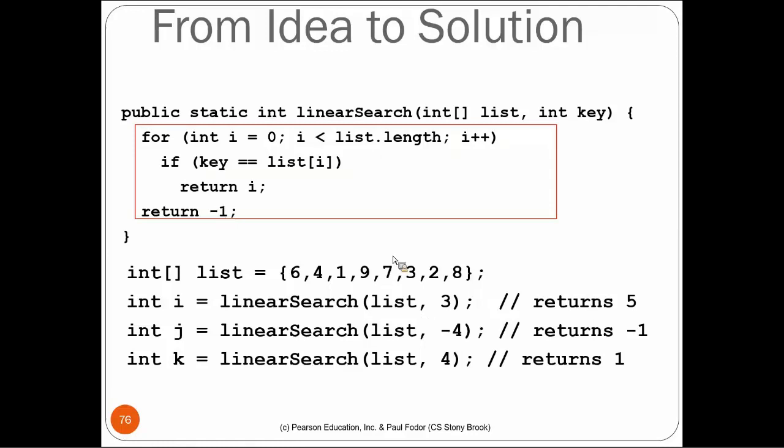So for instance, if we are looking for 3 in this list, we return 5, which is the index of the element 3. We start counting from 0 because in Java and in fact most programming languages, the index of the first element of a list is 0. So 0 is the index of 6, 1 for 4, 2 for 1, and so on up to 5, which is the index of the element 3. Therefore, the element 3 was found at the index 5. If we look for minus 4, it is not in this list, so we return a negative index. If we look for 4, it would return the index 1.